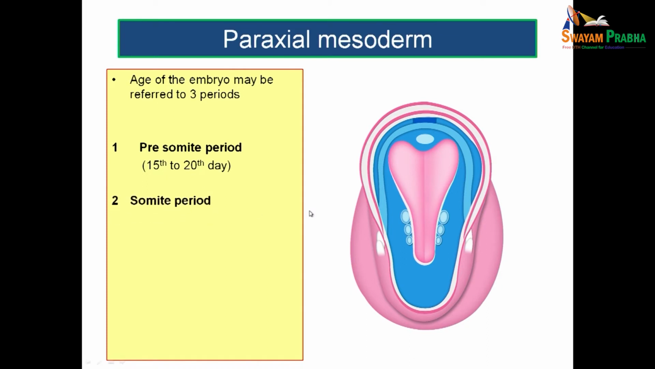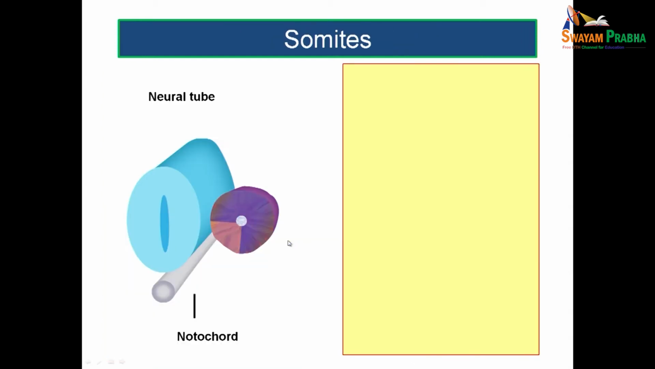Then you have the somite period. Somite period extends from 20th to 30th day of intrauterine period. So, you can see here the formation of somites. This is the neural plate which will later form the neural tube, and this is the ectodermal layer, and this is the mesodermal layer. So, the paraxial mesoderm will be giving rise to somites from 20th to 30th day of intrauterine period, and the next period is known as post-somite period, that is after the formation of somite from paraxial mesoderm. So, that can be roughly considered as after 30 days of intrauterine period.